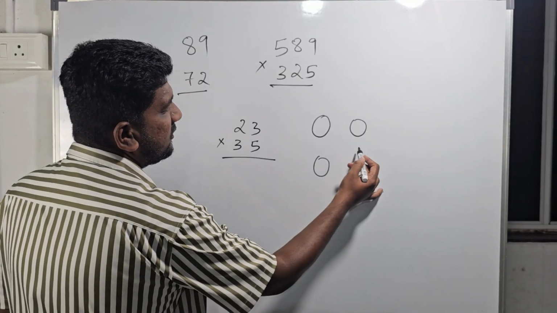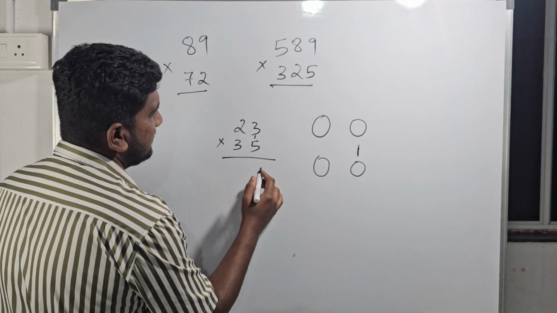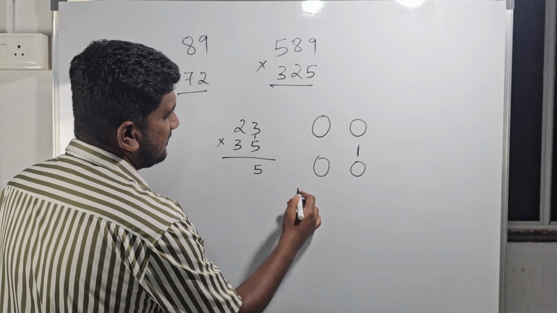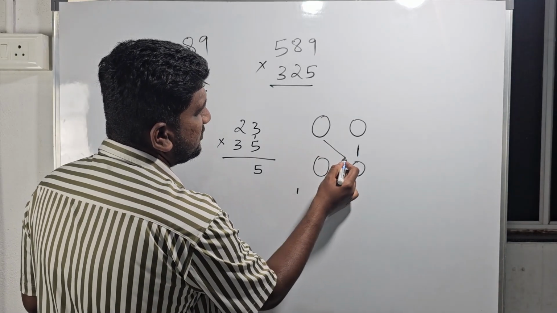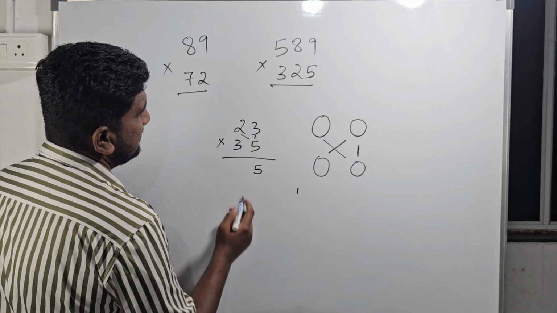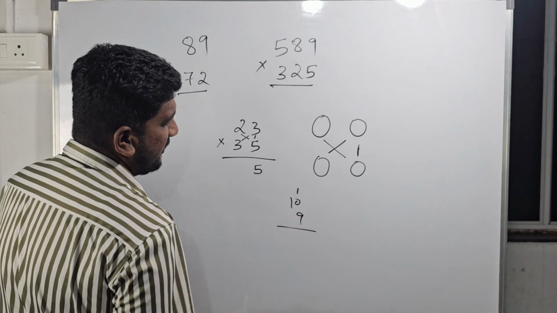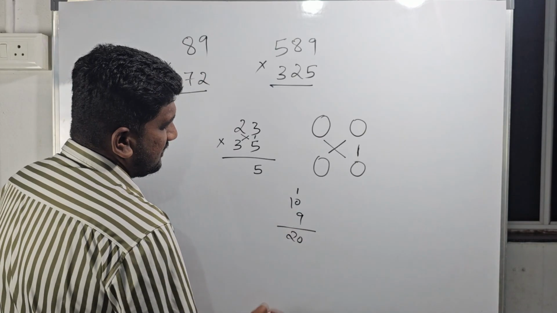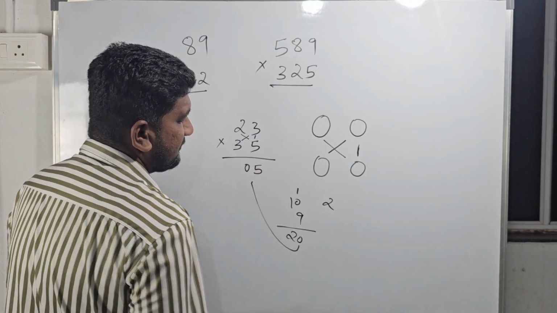So the first step is we have to multiply these two numbers. So 3 5s are 15. So 5 we have to write here and 1 we have to carry forward. Then second step. In second step we have to multiply these two numbers and these two numbers. So 2 5s is 10 and 3 3s is 9. And we have to add all these numbers. So 1 plus 10 is 11 plus 9 is 20. So this 0 will write here and 2 again we will take carry forward.